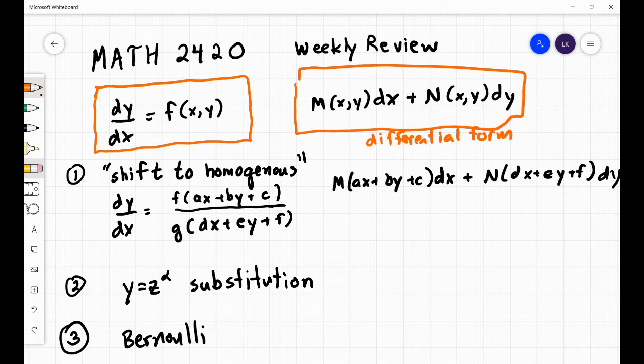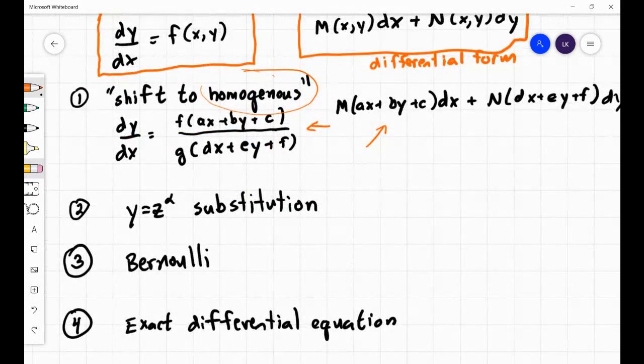And then I was going to review homogeneous differential equations, but in particular how you can take something that's non-homogeneous in this form or in this form, if it's in differential form, and shift it to be homogeneous. We were going to then maybe look at an example of a differential equation which is not homogeneous, but after using the substitution, we can turn it into homogeneous.